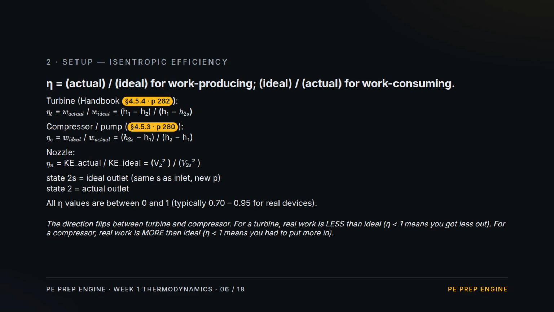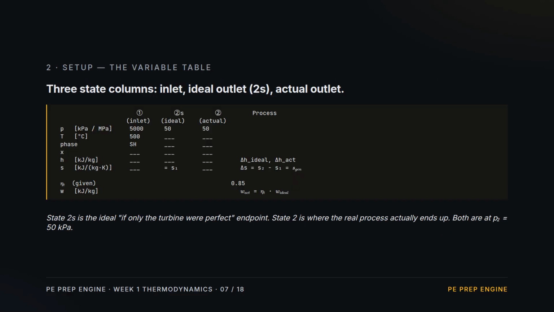Isentropic efficiency. For a turbine, efficiency is actual work over ideal, the actual enthalpy drop over the ideal. For a compressor or pump, it flips to ideal over actual, because real compressor work exceeds ideal. Typical values run 0.70 to 0.95. 2 labels. 2s is the ideal isentropic outlet. 2 is the actual. Build the variable table.